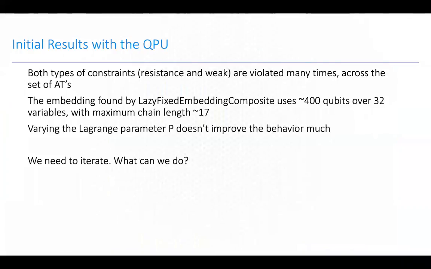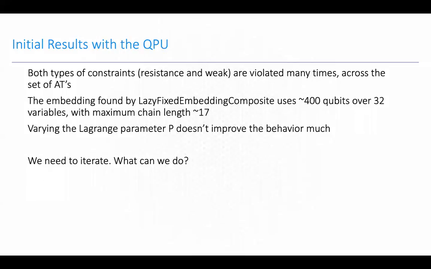What happens? Both types of constraints are violated a lot of times. This is not good. The embedding that's found by the lazy fixed embedding composite package, if you're familiar with that, embeds the problem on the D-Wave computer and tells you what it did, which is nice. And it has to use 400 qubits over 32 variables, so we have big chains. If you're familiar with D-Wave a little bit, long chains on the D-Wave architecture don't do very well. So this is really not so good.